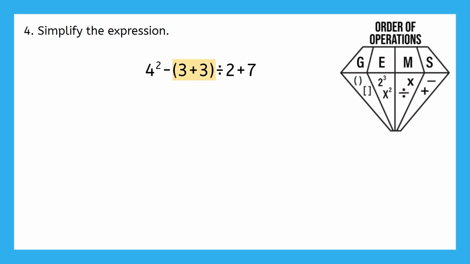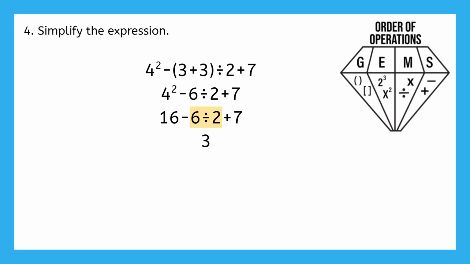We start with the parentheses. 3 plus 3 equals 6. Bring down any unsolved parts. Next up, exponents. We have one exponent here, 4 squared, equals 16. Bring down the rest of the problem and are ready to move on to multiplication and division. 6 divided by 2 equals 3.